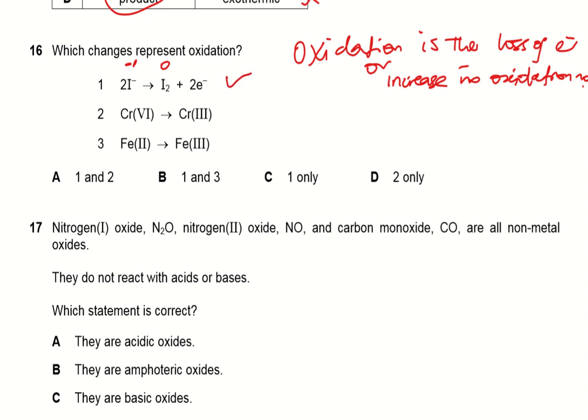Now for chromium, chromium 6 means that the oxidation number of chromium is 6. Chromium 3 means the oxidation number of chromium here is 3 plus, while here it is 6 plus. This is a decrease in oxidation number. This is reduction. Moving from 6 to 3 is a decrease, and that is reduction. Now the third option, +2 to +3. That is 2 to 3, an increase in oxidation number. So that is 1 and 3. B is the correct answer.